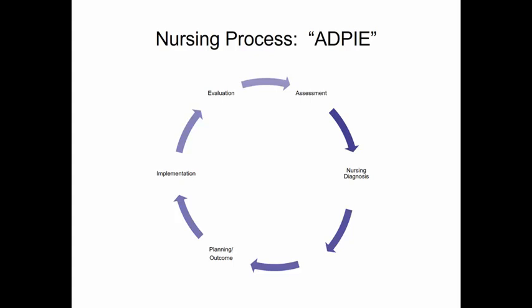So the nursing process, like we said, is used to identify, diagnose, and treat responses to health and illness. This differentiates the nursing process from the medical process, which treats the illness itself. The steps of the nursing process can be remembered using the ADPIE acronym. A is for assessment, D for nursing diagnosis, P for planning, I implementation, and E evaluation.